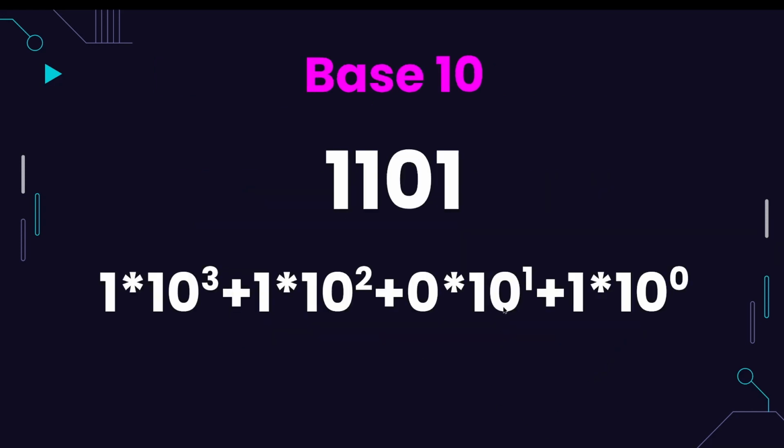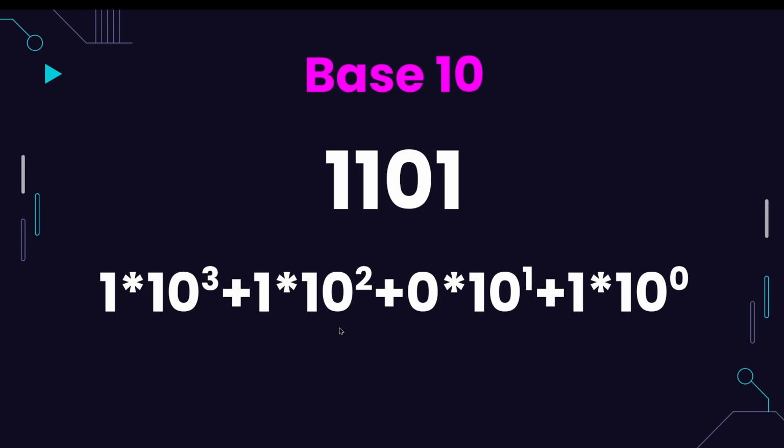So the base system that we use in the normal world is called base 10, and that is because we have 10 digits from 0 to 9. And let's take the number 1101 for an example. So this can be represented as 1 times 10 to the power of 3 plus 1 times 10 to the power of 2 plus 0 times 10 to the power of 1 and plus 1 times 10 to the power of 0.